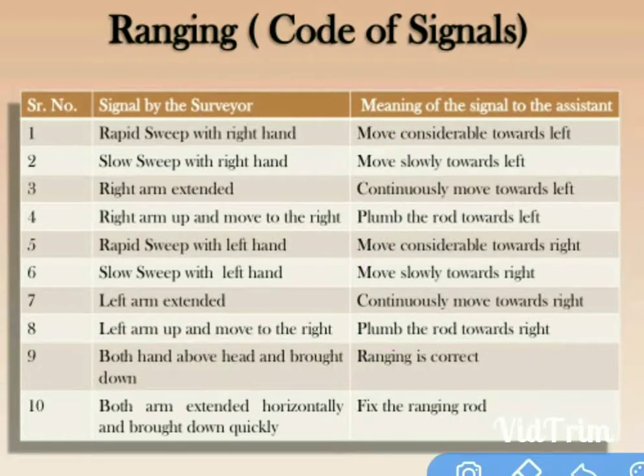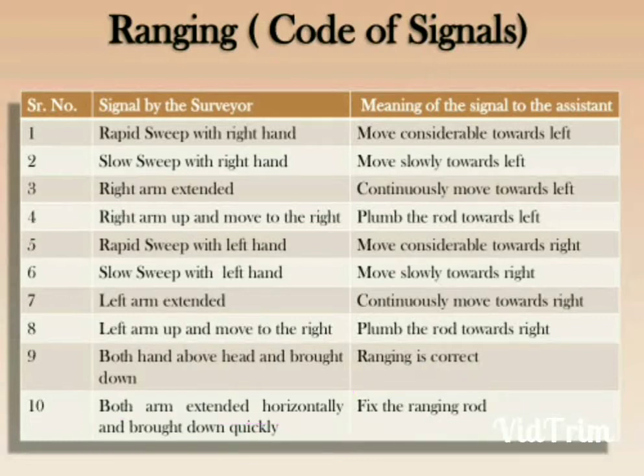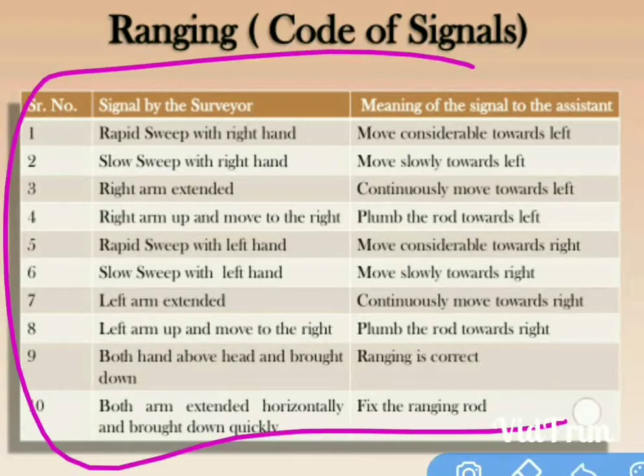Right? Next, both arms extended horizontally and brought down quickly. Then what is the meaning of that? Fix the ranging rod. Both arms extended horizontally and brought down, then fix the ranging rod. Clear? This table is most important, right?